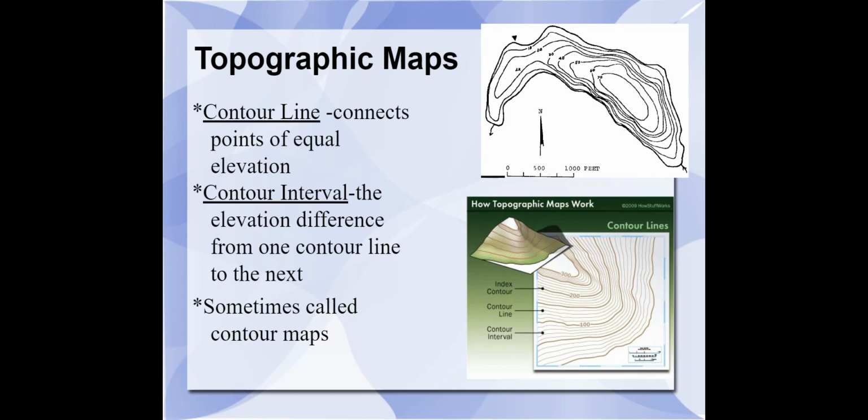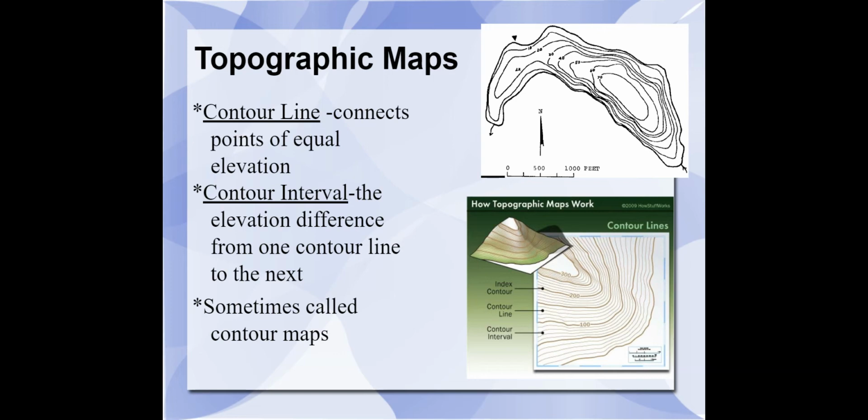So contour lines are what you're seeing as these strange lines on the topographic map. They connect points of equal elevation. So if we look at this map, we have the number 70 here in this oval shape. Anywhere along that line that you see with the 70 tells us that those are all the points that are exactly 70 feet above sea level.